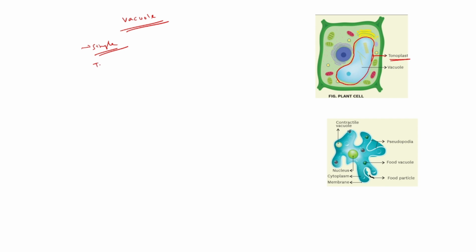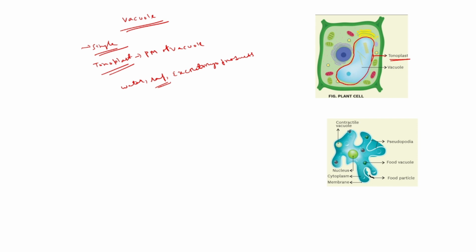So what is the tonoplast? The tonoplast is simply the plasma membrane of the vacuole. So what is the role of this tonoplast? Okay, before going to that, what is the role of the vacuole? So the vacuole contains water, sap and the excretory product. So what is the sap? Sap means simply any liquid part that is present in the plant.